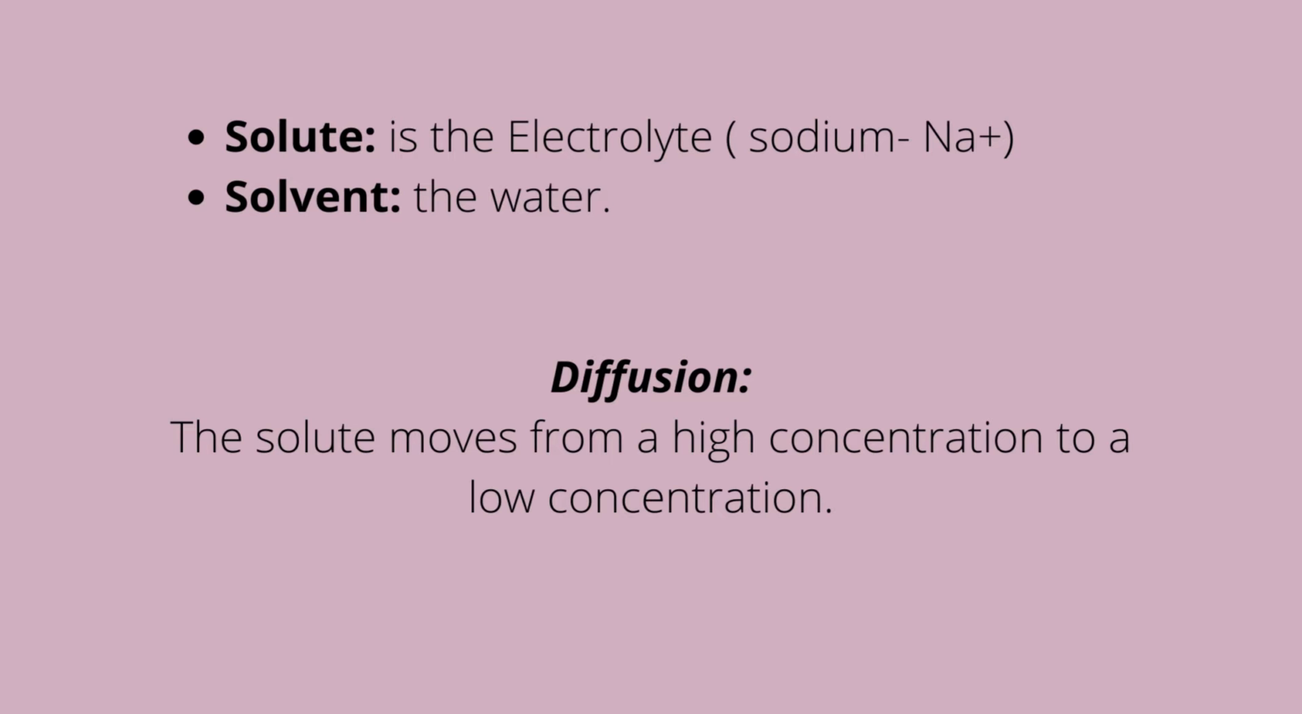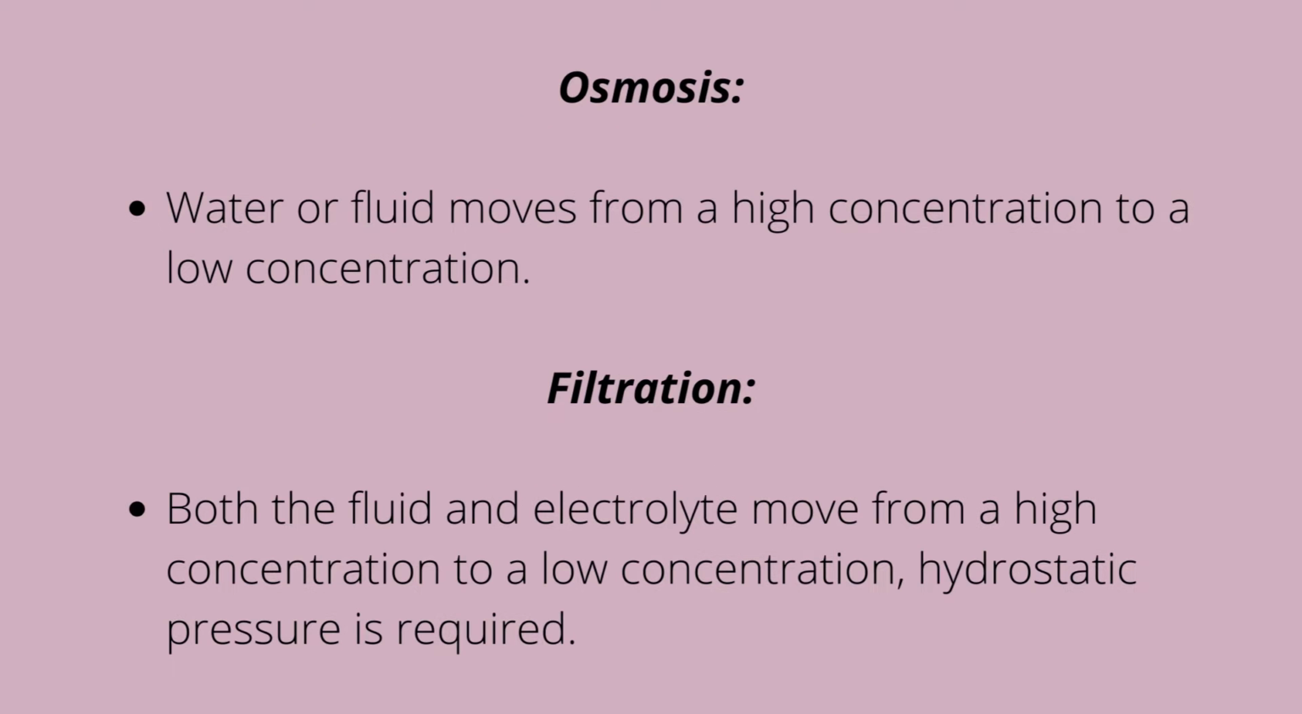So diffusion. What is diffusion? Diffusion is the solute movement from a region of high concentration to a region of low concentration. Remember, a solute is the electrolyte. So we could say sodium is moving from a region of high concentration to a region of low concentration. That will be considered diffusion. Osmosis. Osmosis is where water or the fluid moves from a region of high concentration to a region of low concentration. Filtration. Filtration involves both the solute and the solvent, the fluids and the electrolytes. They move from a region of high concentration to a region of low concentration.